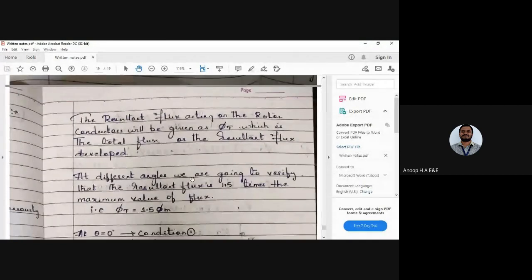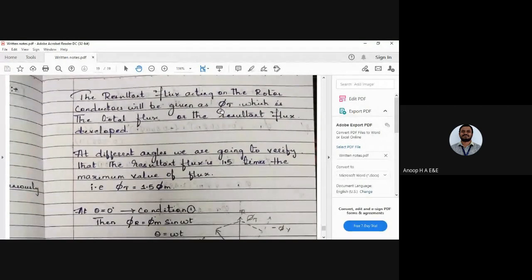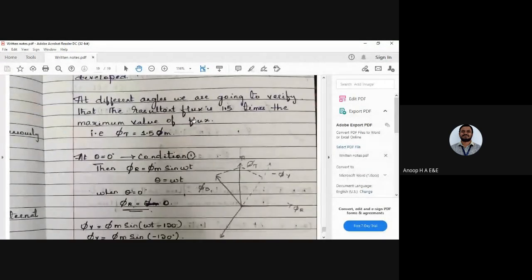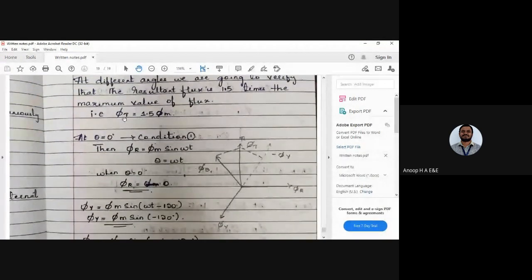So the resultant flux will be given as phi r or phi t. We'll not write it as phi r because we have the r phase there. So we'll be writing it as phi t, which is the total flux that has been developed. We want to prove that the total flux would be phi m times 1.5, that is 1.5 times the value of the maximum flux.